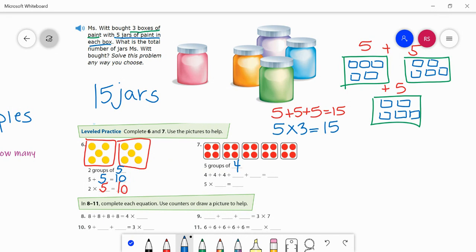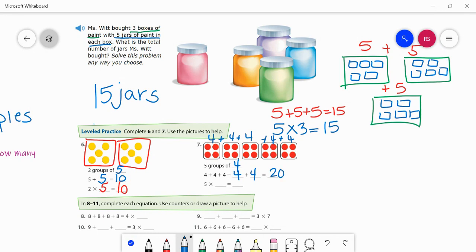So if I wanted to use repeated addition, I could do 4 plus 4 plus 4 plus 4 plus 4. I could add up 4 5 different times. So 4 plus 4 plus 4 plus 4 plus 4. Well, what would that equal? We're going to have to stop and count by 4s. So I have 4 plus 4 more would be 8 plus 4 more, 12 plus 4 more, 16 plus 4 more, 20. So I have 20 total discs.